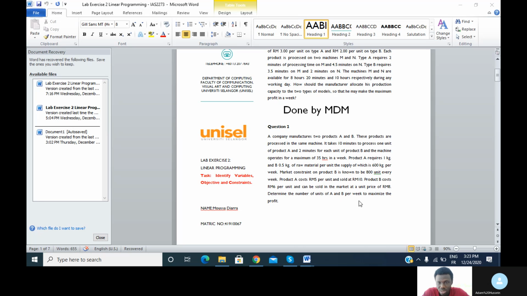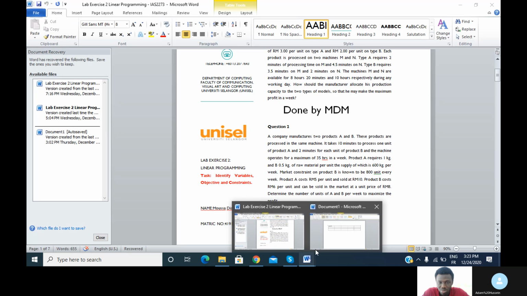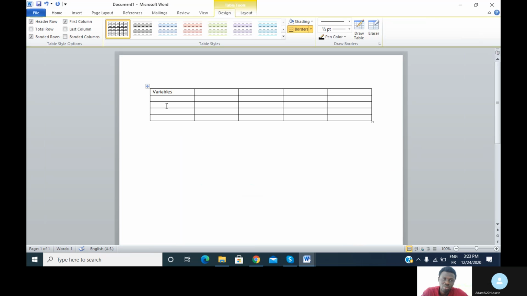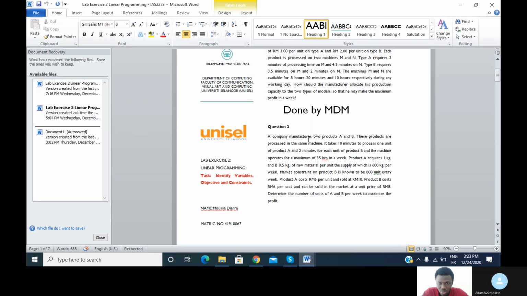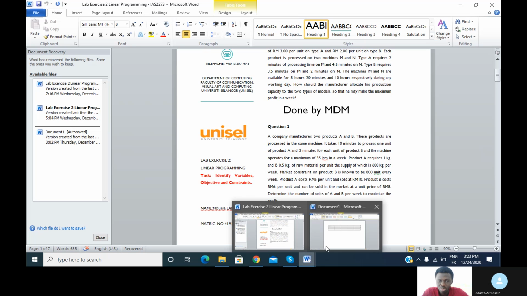So meaning that the objective is to maximize the profit. So we are going to do a table. We are going to find out the variables. Here the variables are product A and product B. Those variables are the type of products produced.